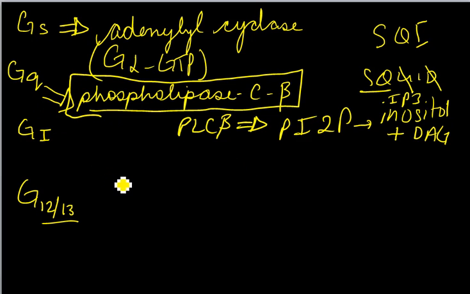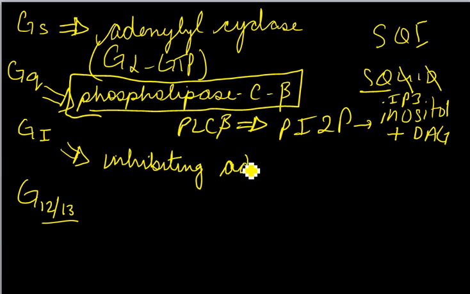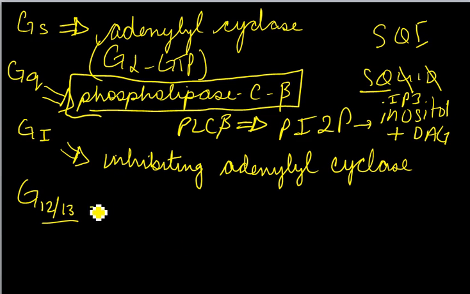GI subunits act by inhibiting adenylyl cyclase. And then the G12, they are not so well characterized, so we don't really know a lot about them. Okay, so hopefully that has made sense. I think it's pretty much all over the place.